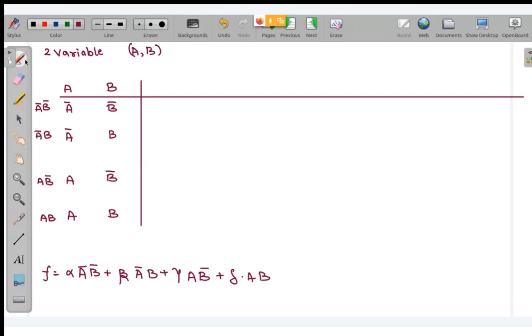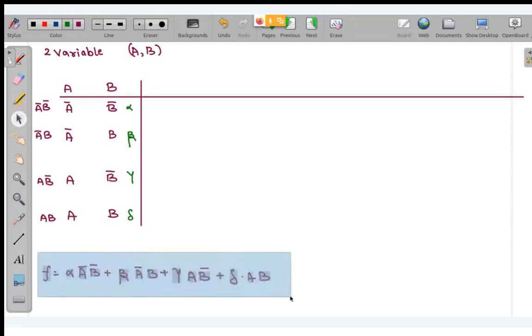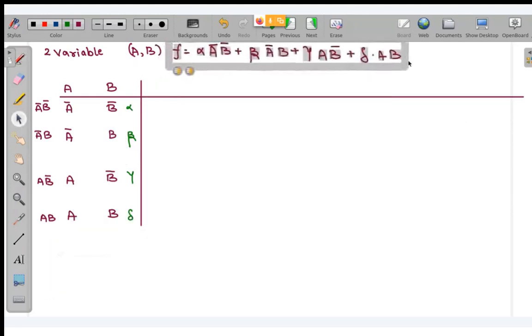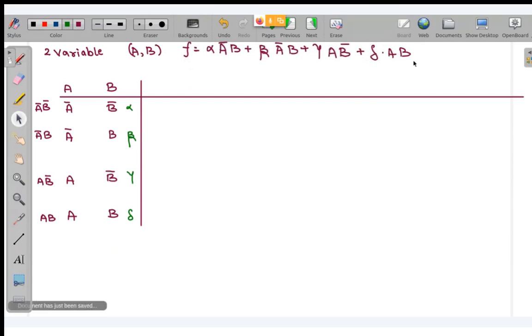So alpha is corresponding to this expression, beta with this, gamma with this one, and this is delta. So now, how many combinations can I write? How many combinations of alpha, beta, gamma, delta will be present? 16. Very good. It will be 16.